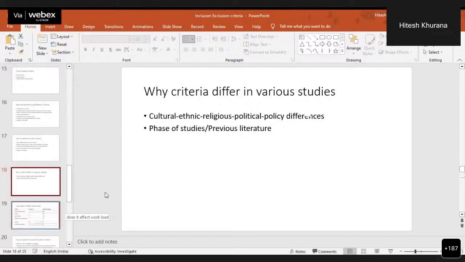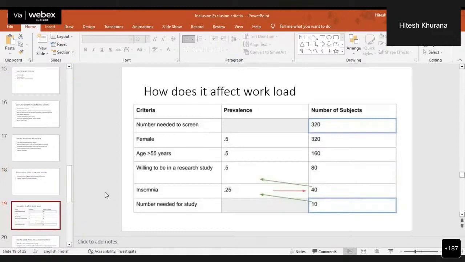And what is really good about having inclusion and exclusion criteria? It always gives us an idea of how it will affect our workload. Supposing we have calculated the sample size, that the sample size of a particular study is 10, and we know the prevalence of the different criteria, whether inclusion or exclusion criteria.